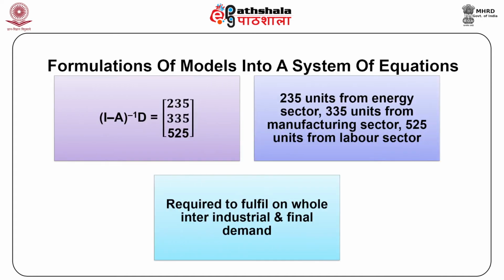And further, (I − A)^-1 D is equal to 235, 335 and 525. This implies 235 units from the energy sector, 335 units from the manufacturing sector, and 525 units from the labor sector are required to fulfill, on the whole, the inter-industrial and final demand.